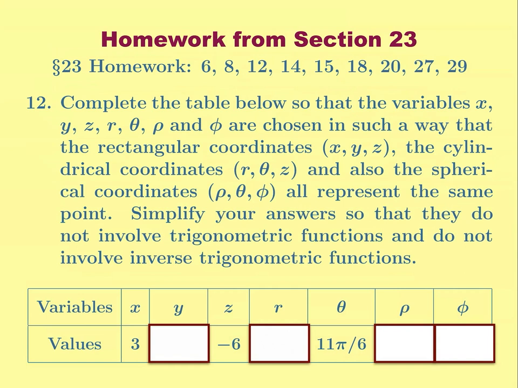So, what should we begin with? Just let me know what you think. R? Okay, so let's begin with r. Why would r be a good thing to go for first? We have x and we have theta, and we know that x equals r cosine of theta. So we can get r fairly easily just by using that information.